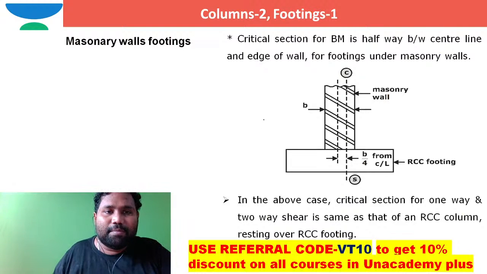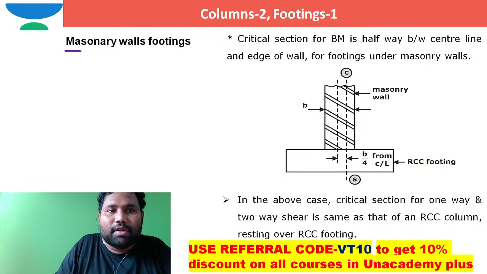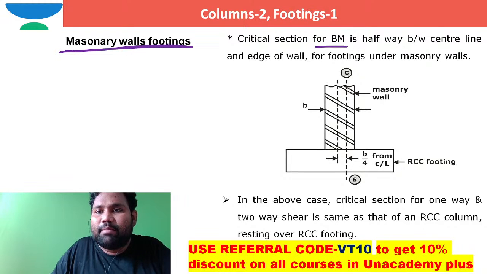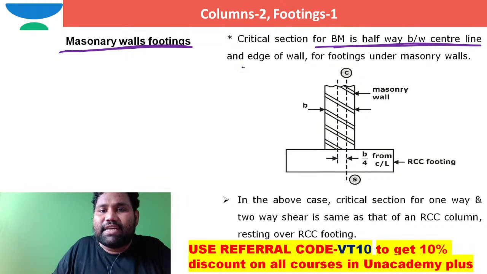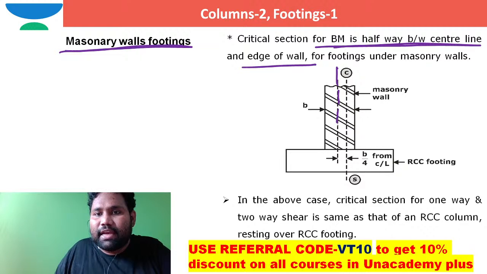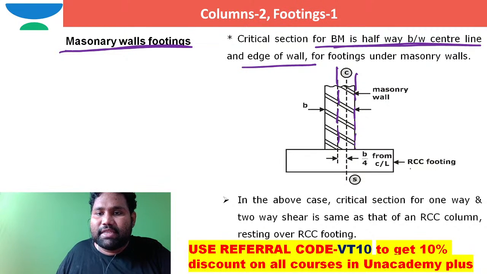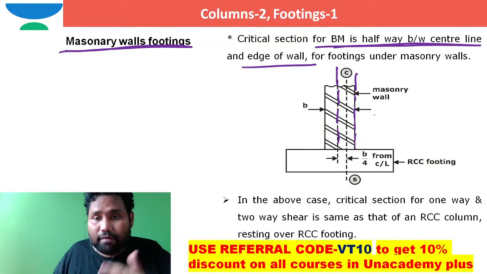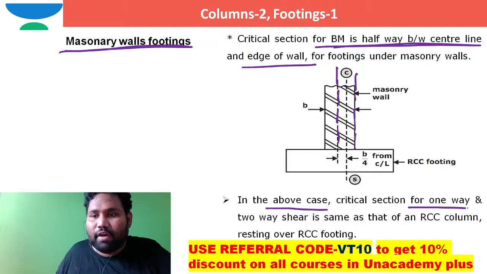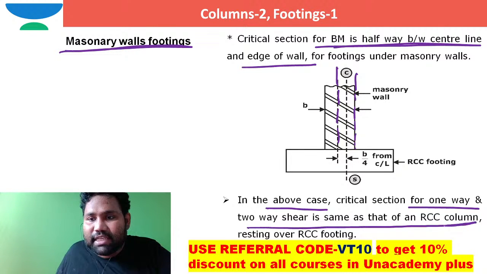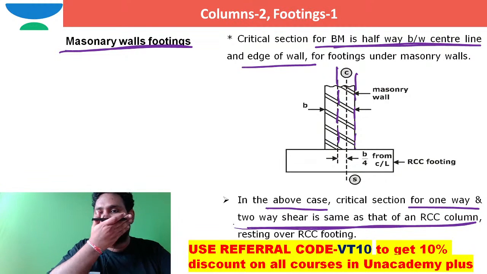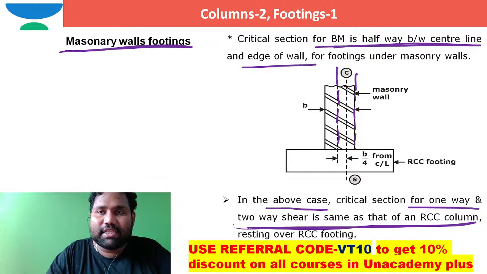Before I start the problems, for masonry wall footings, the critical section for bending moment is halfway between the center line and the edge of the wall. This is the center line, and this is the edge of the wall. In between, halfway, for footings under a masonry wall. This is a masonry wall, and this is an RCC footing, or maybe a plain cement concrete footing, the footing below the masonry wall. In this case, the critical section for one-way shear and two-way shear is the same as that of an RCC column resting over an RCC footing. There is no change at all, just like RCC footings.